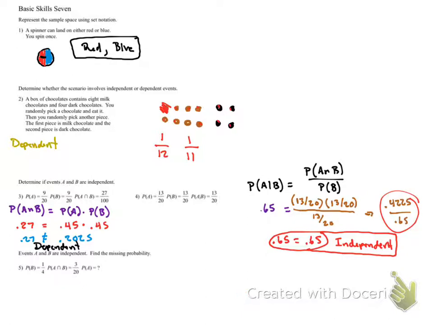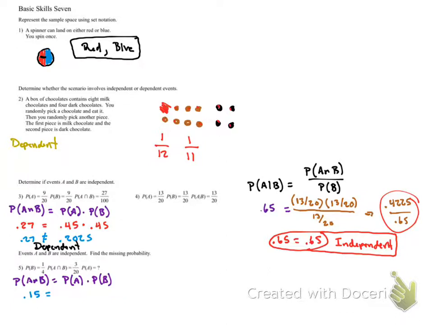So we have the probability of A and B is equal to the probability of A times the probability of B. Again, I just copied that from number 3. So A and B is 3 out of 20. We can take our calculators and make that into a decimal. 3 out of 20 gives us 0.15.